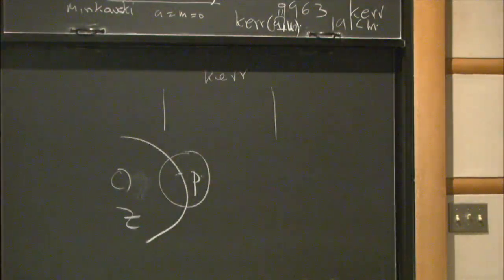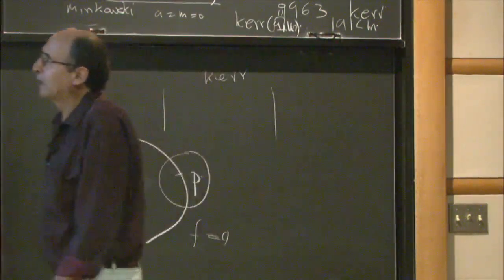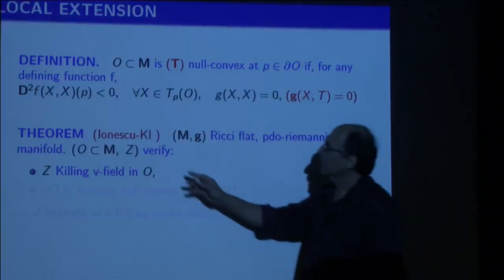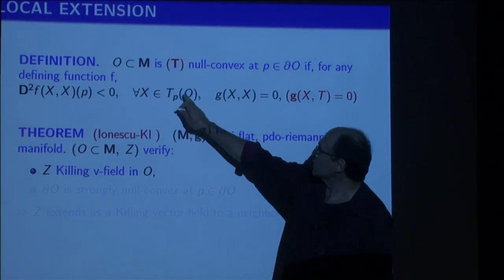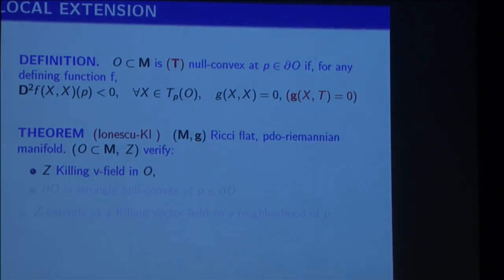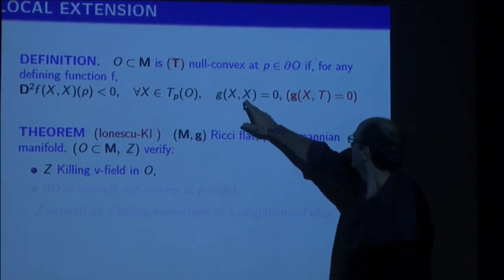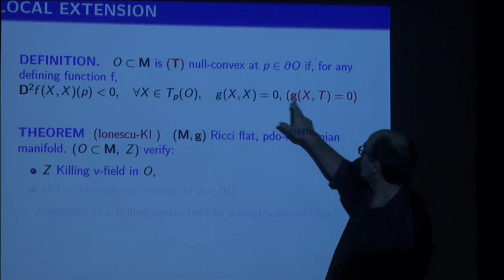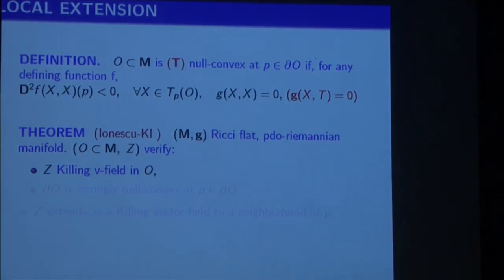So null convexity means that if I look at the defining function of the boundary, so I take F to be zero, the boundary, then the Hessian in the direction of any null vector field in the tangent space of the boundary, right? So I'm looking only at the tangent space of the boundary, has to be strictly negative whenever X is null. And T null convex, it means that this condition also has to be verified, right?